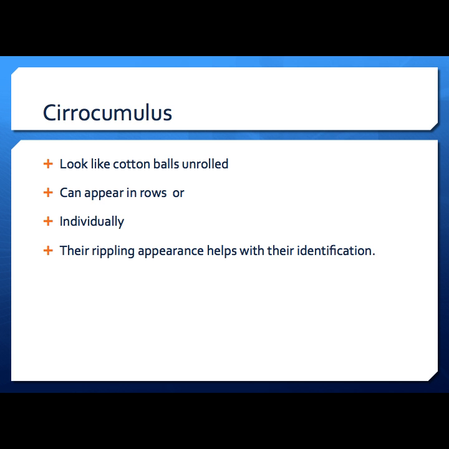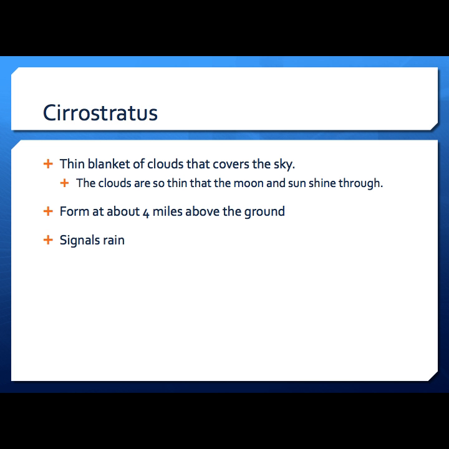Cirrocumulus clouds look like unrolled cotton balls. They can either appear in rows or individually, and their rippling appearance helps with their identification because it helps you compare them to other clouds. Cirrostratus clouds are a thin blanket of clouds that cover the sky. The clouds are so thin that the moon and the sun are able to shine through clearly. They form about 4 miles above the ground, and they usually signal rain.